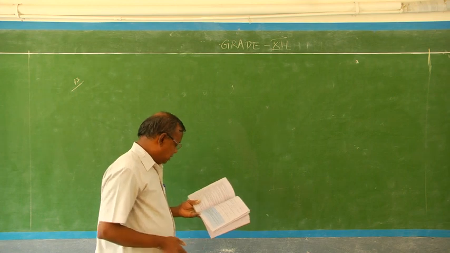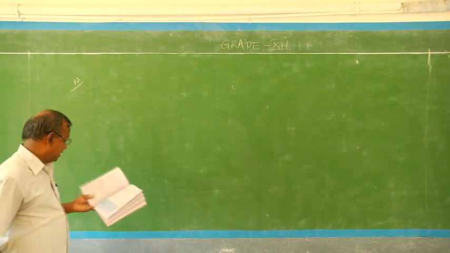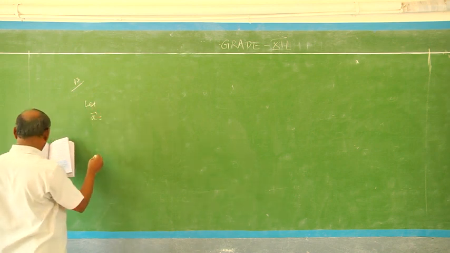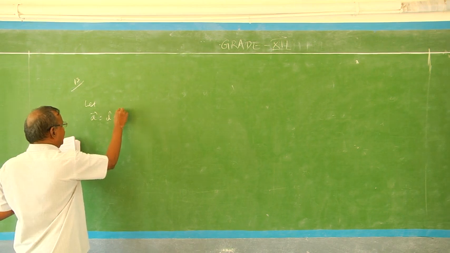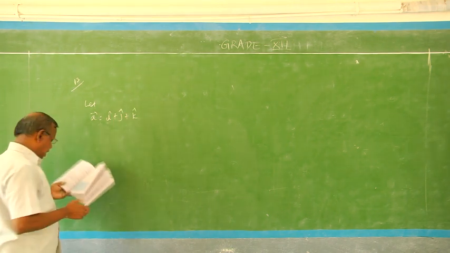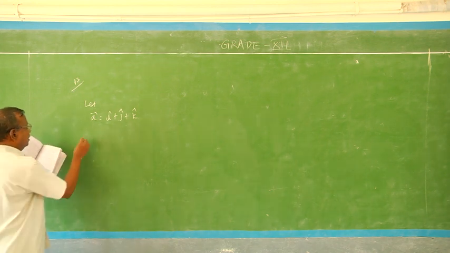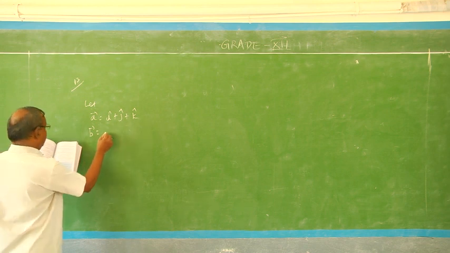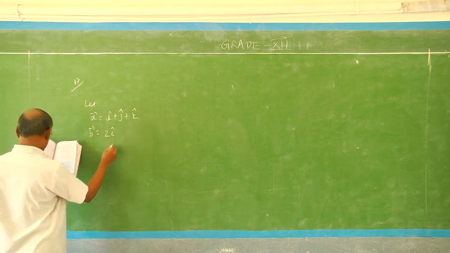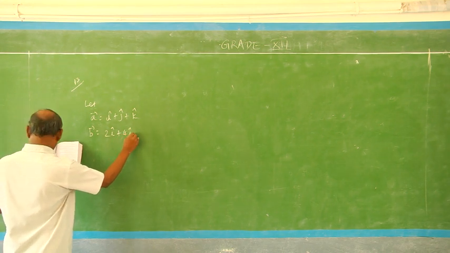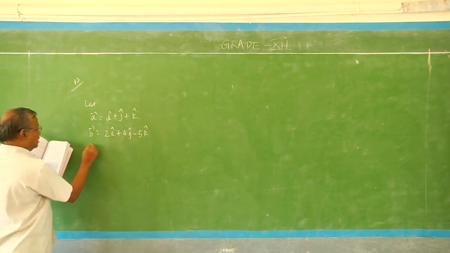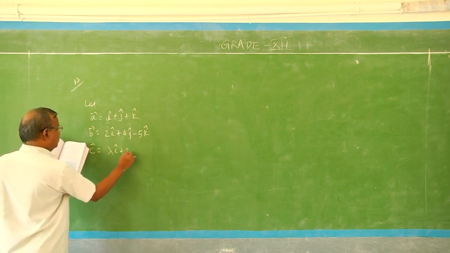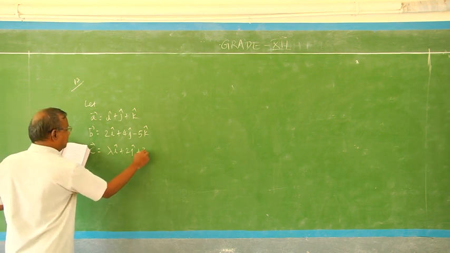So let us see. Let's take the first given vector, a vector, equal to i cap plus j cap plus k cap. And they have given another two vectors. Let b vector be 2i cap plus 4j cap minus 5k cap, and c vector equal to lambda i cap plus 2j cap plus 3k cap.